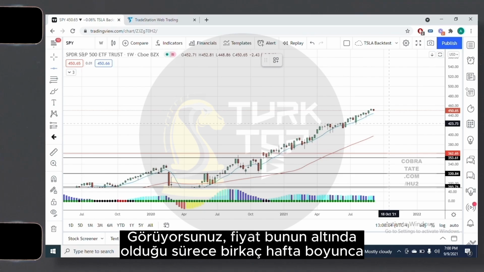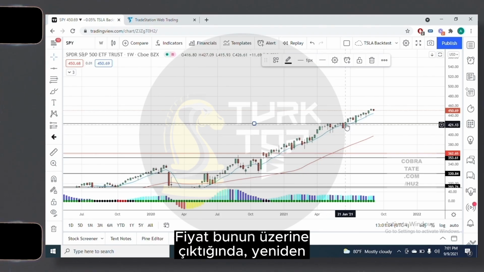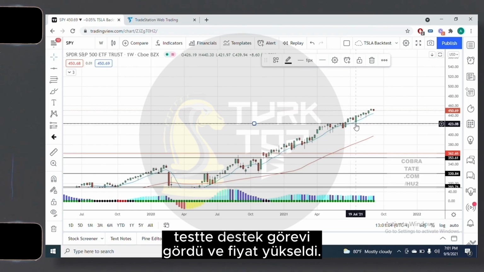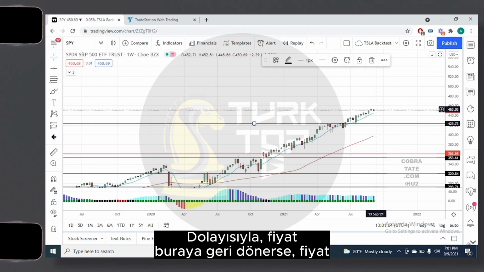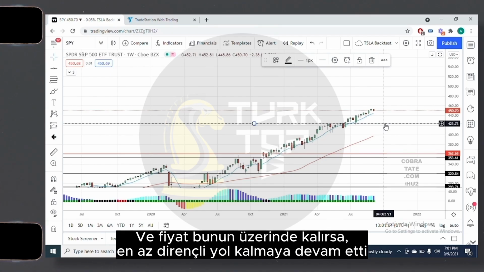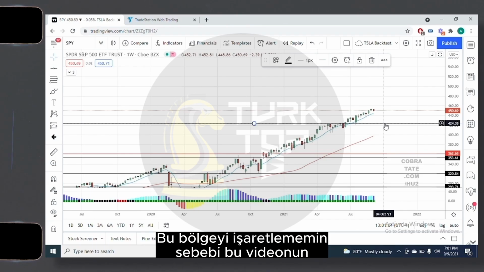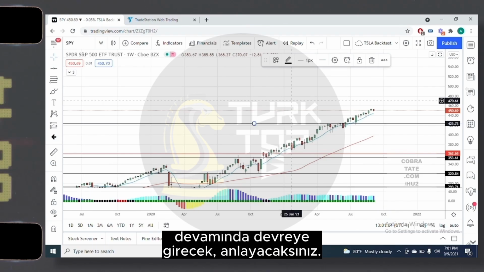It's around 423. You see, it acted as a resistance for a bunch of weeks. As long as the price was below it, the path of least resistance was lower. Once price crossed above it, it acted as a support on a retest and the price went higher. So if the price comes back here, it is likely to provide some sort of support for the price. And if the price stays above it, the path of least resistance will continue to stay higher, which means don't start taking any big short positions, any long-term short positions. The reason I've marked this zone will come into play later in this video.